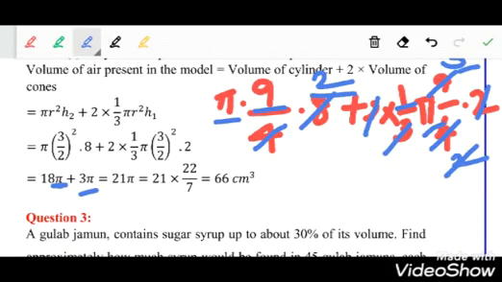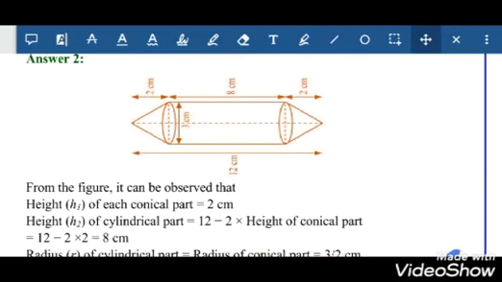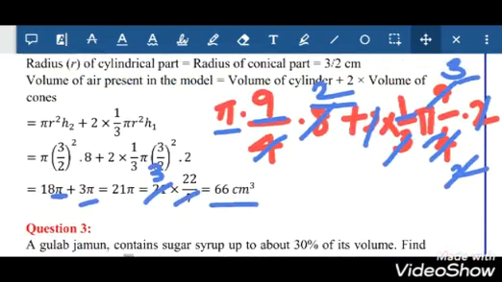So now you need to substitute the value 21 pi as 21 into 22 by 7. By cancellation, 1 7 is 7, 3 7s are 21. So 3 into 22, you get 66 centimeter cube. So this is the volume of the combined solid figure. The solid figure is made with two conical parts at the end of the cylinder. So the air present in that solid is 66 centimeter cube.